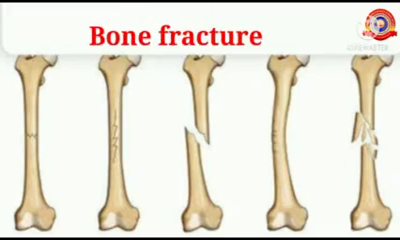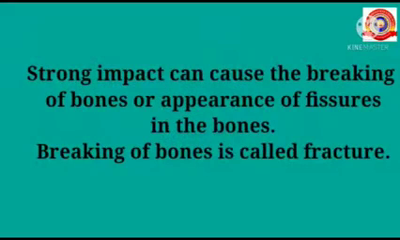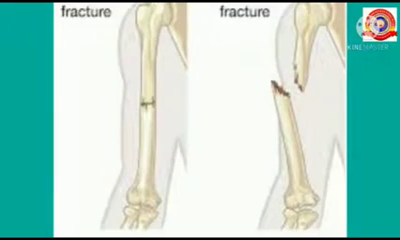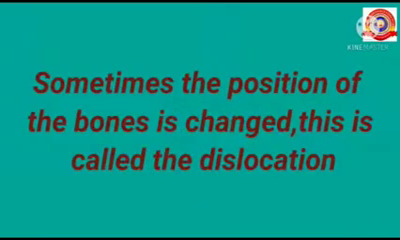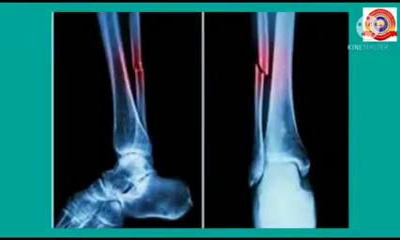Next, we are going to discuss about bone fracture. Strong impact can cause the breaking of bones or appearance of fissures in the bones. Breaking of bones is called bone fracture. Sometimes the position of the bones is changed. This is called dislocation.